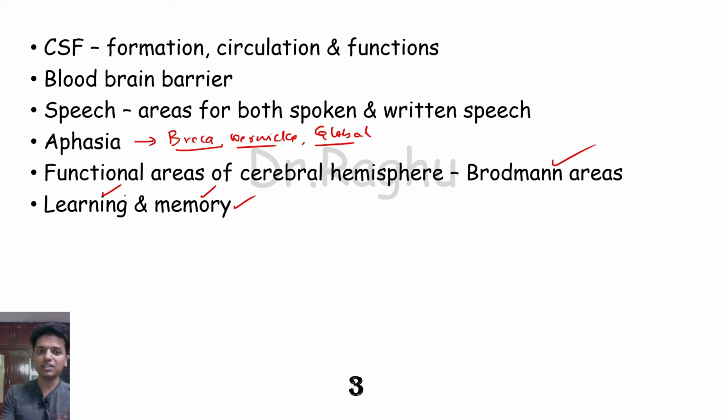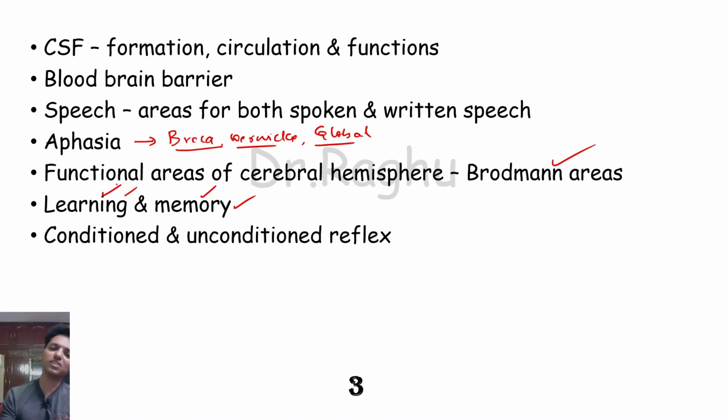And of course in learning, again you will have to know the different types of learning, and the most important thing in learning that they can ask you is Pavlov's dog experiment, which is concerned with conditioned and unconditioned reflex. So what is the meaning of conditioned reflex, what is the meaning of unconditioned reflex, and how it was proved by Pavlov's dog experiment. Okay, this is important.